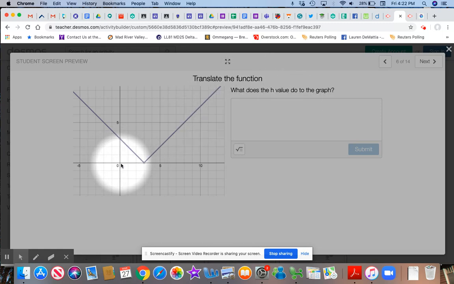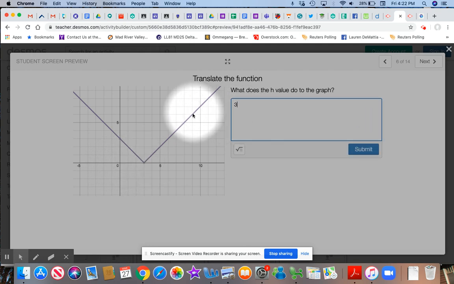So the h value is, this is 5, it's 1, 2, 3. So it's 3, right? But again, that's going to look like, let's see if this works. That's going to look like x minus 3, right? Not just 3. So again, if you move it 3 right, it's 3, but then the answer looks like x minus 3. So I'm going to move on from there.